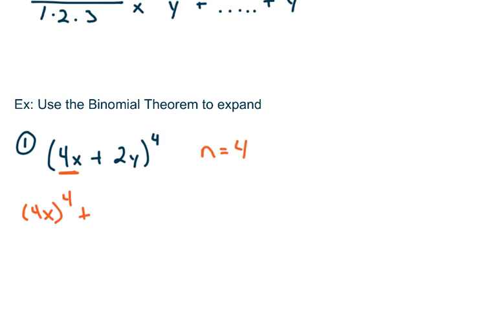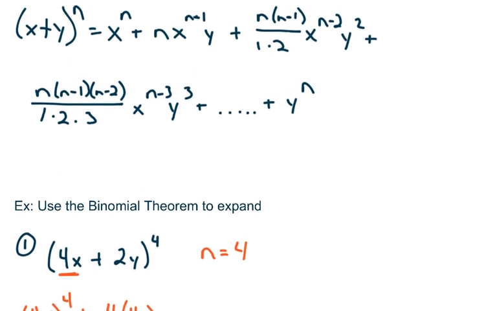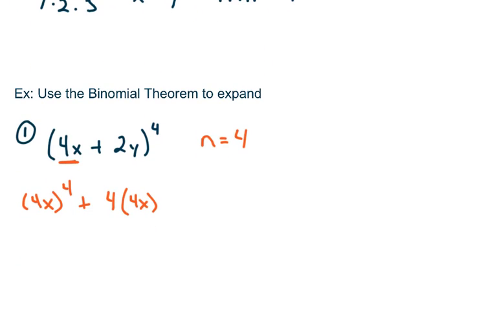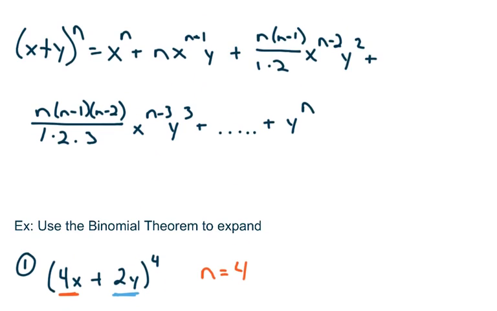Let's go back to the pen. 4 times our x value, which is 4x to the n minus 1 power, so 4 minus 1 is 3, times our y value, which in this case is 2y, the second part of our binomial. And that's it right there. So there's our second term.